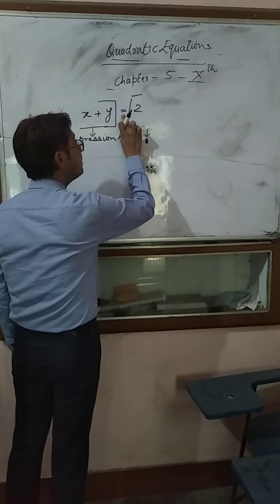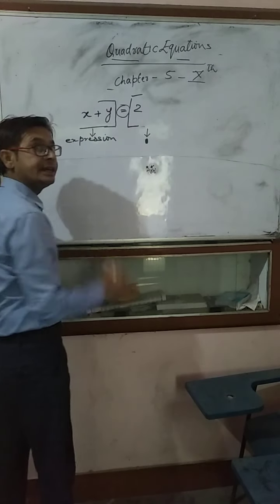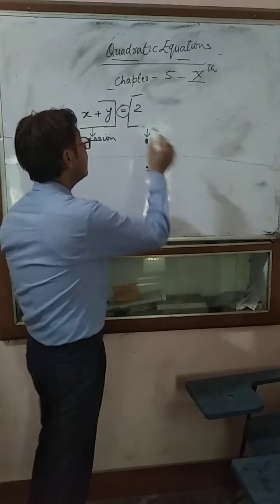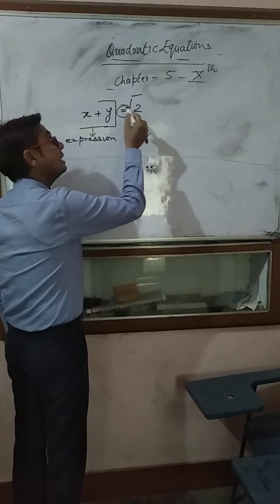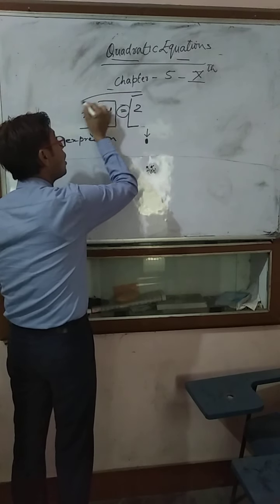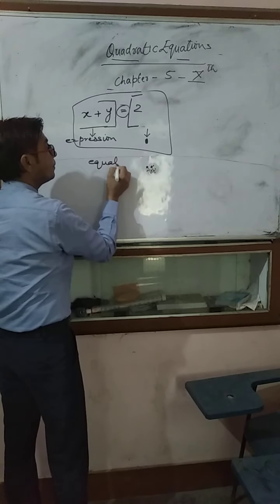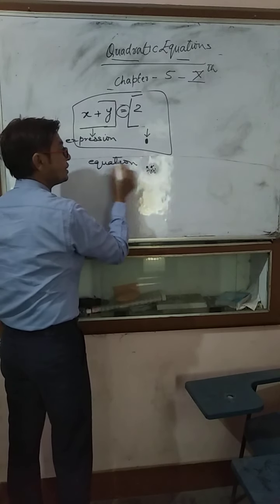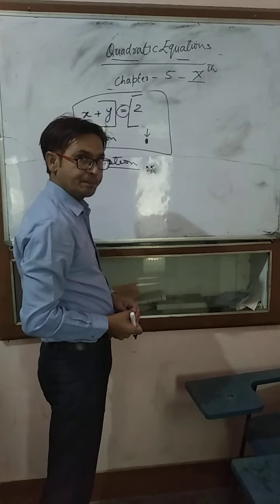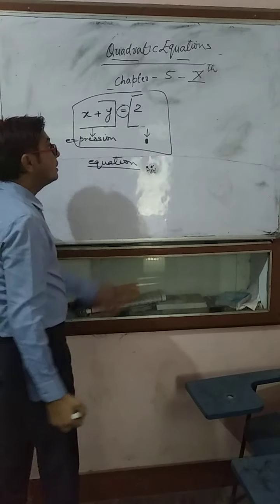But there is a sign between these two expressions. The sign is of equality. So according to the equality in between these two expressions, these all together become an equation. But here, which type of equation is this?